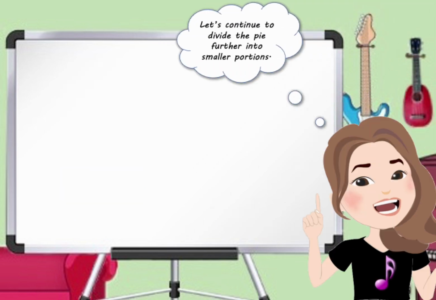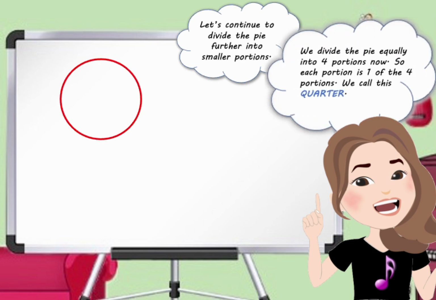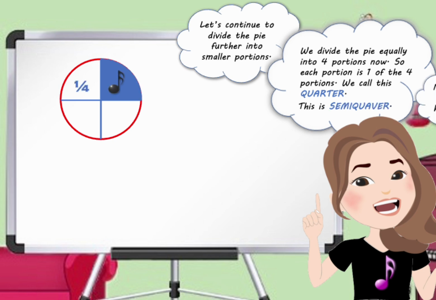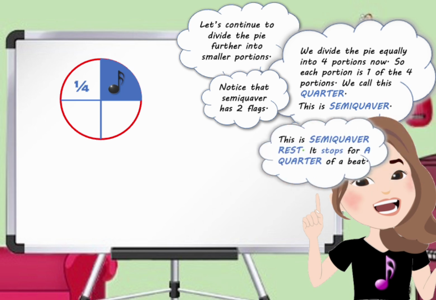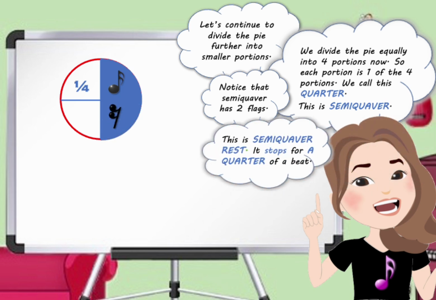Let's continue to divide the pie further into smaller portions. We divide the pie equally into 4 portions now. So each portion is one of the 4 portions. We call this quarter. This is semiquaver. Notice that semiquaver has 2 flags. This is semiquaver rest. It stops for a quarter of a beat.